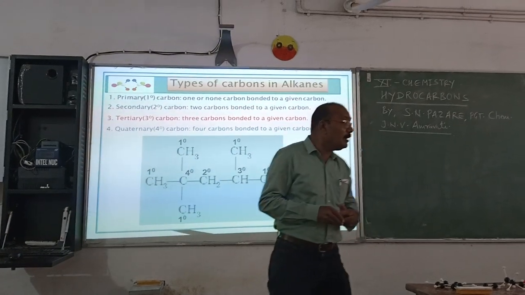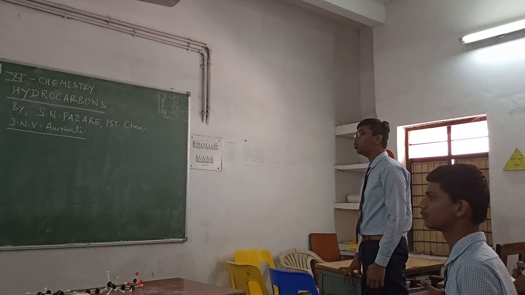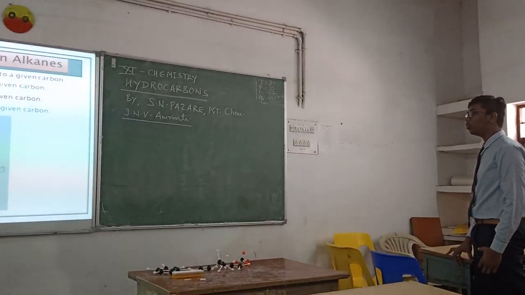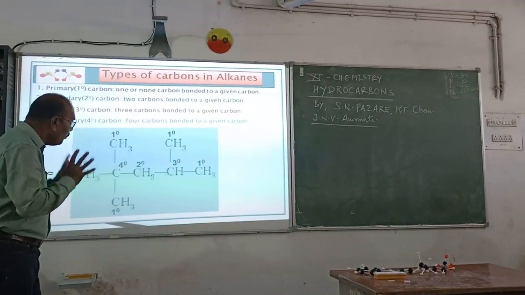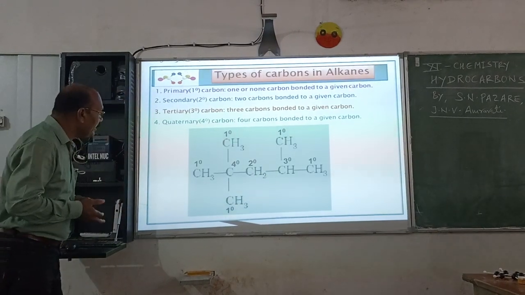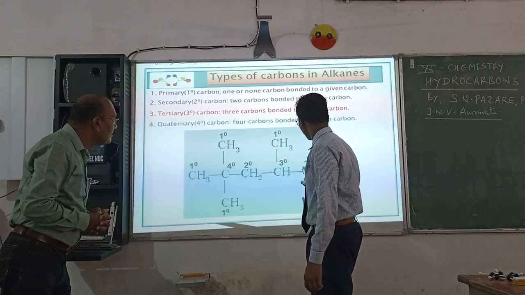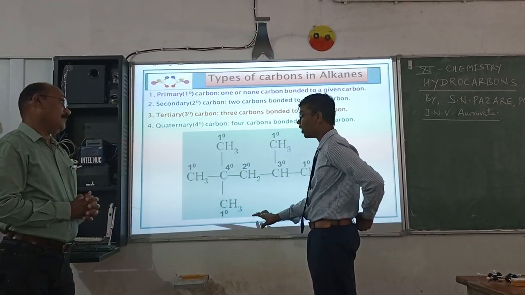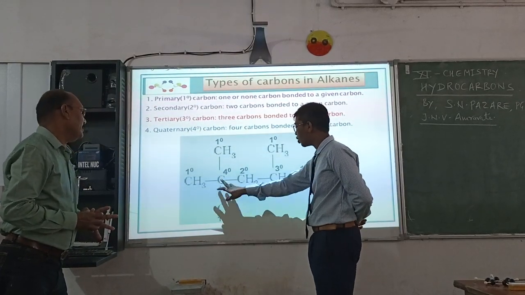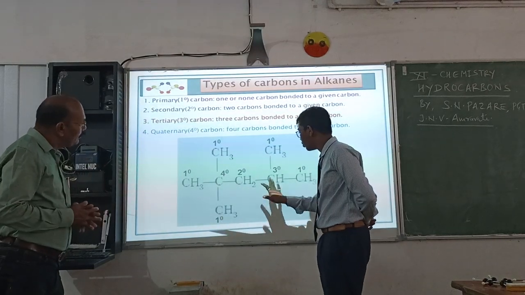Anybody, 2 degree carbon? Yes, Mohan? The carbon which is attached directly to 2 carbon atoms is called 2 degree. Now you show me here the 1 degree carbon atoms, Mohan, and as well as the 2 degree. Sir, 1, 2, 3, 4, 5. Yes. These are 1 degree carbons, and the center CH2 is 2 degree, because it is attached directly to one carbon and a second carbon.